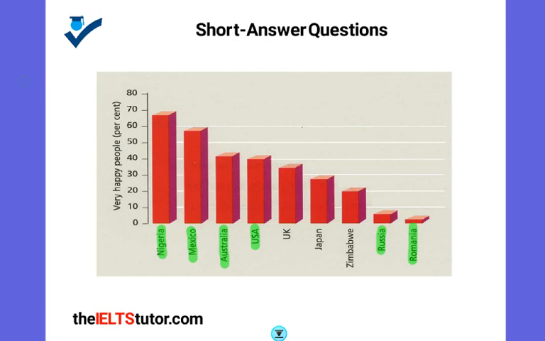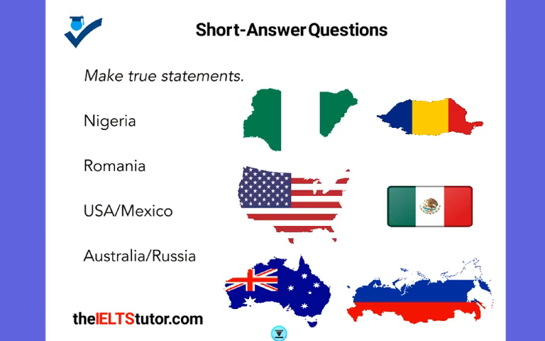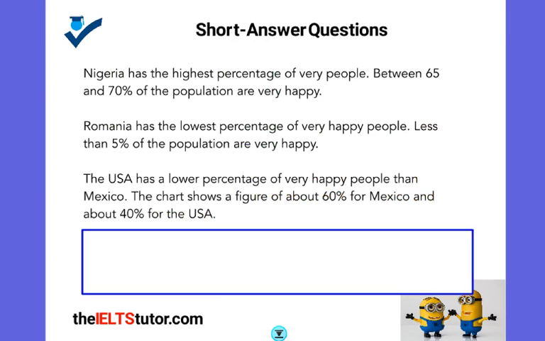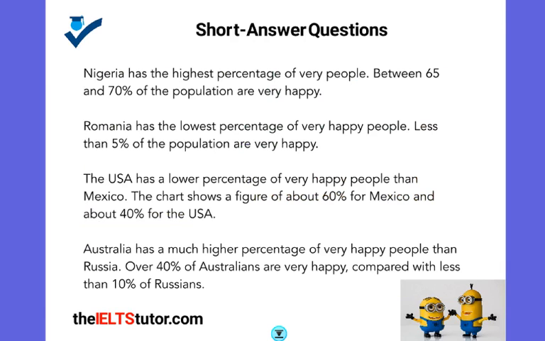All right, so we can put it down in words in this way. Australia has a much higher percentage of very happy people than Russia. Over 40% of Australians are very happy compared with less than 10% of Russians. So if you've made correct observations like these, give yourself a pat on the back. Oh, sorry, a pat on the back, not a clap. Give yourselves a huge pat on the back for a job well done.